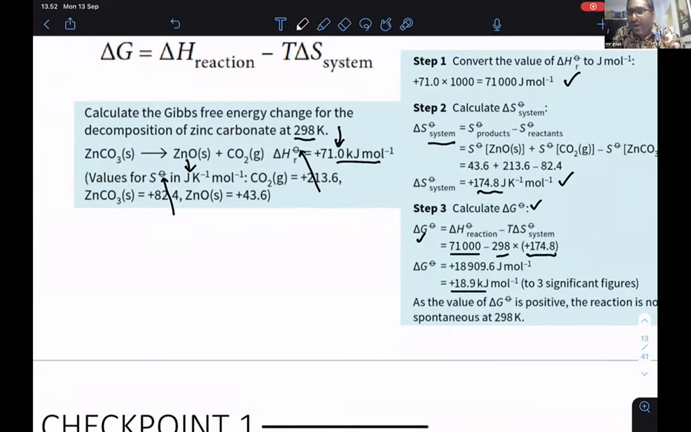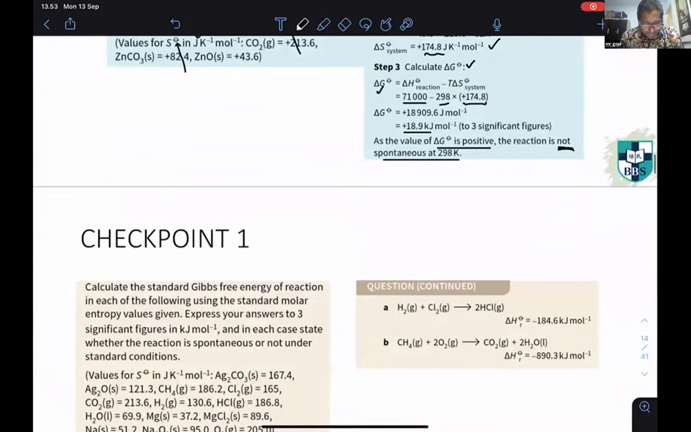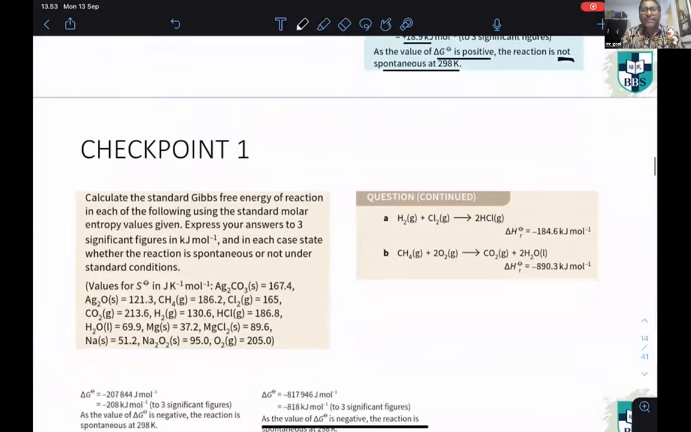Now, since it is a positive value, we are looking for a negative value. If we want to find out whether this reaction is going to be spontaneous or not, the reaction in this case is positive, therefore the reaction is non-spontaneous at 298. It's non-spontaneous. Why? Because Gibbs free energy is positive. I am looking for Gibbs free energy which is negative. Please remember that.